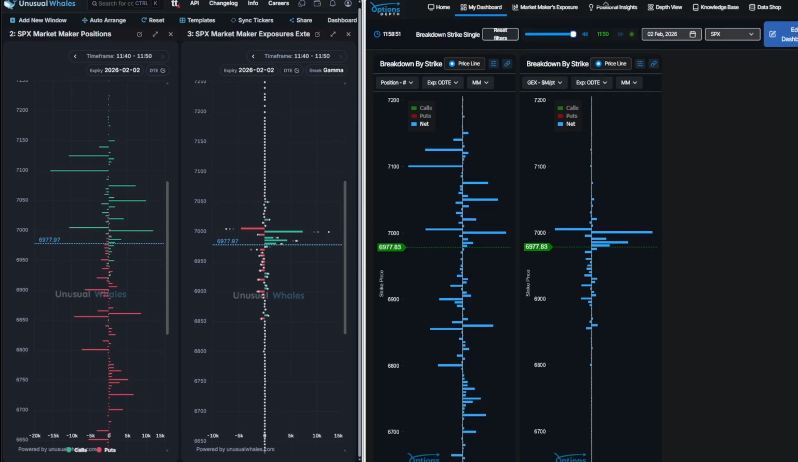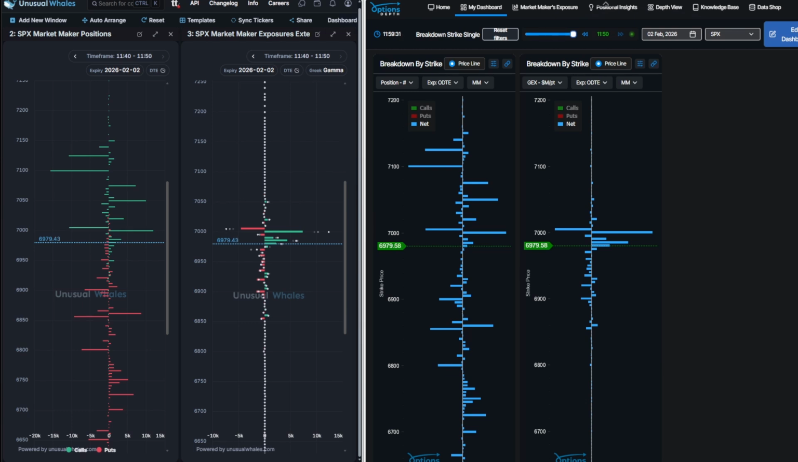Hey, what's up everyone? It's February 2nd, 2026, right before noon, and we're looking at two platforms here: Unusual Whales and their Periscope tool on the left, and Options Depth and their breakdown by strike on the right. This is a side-by-side comparison of the information that Periscope has versus Options Depth.